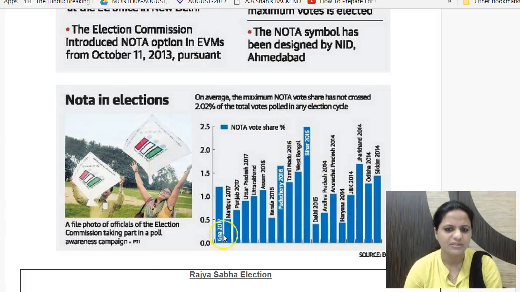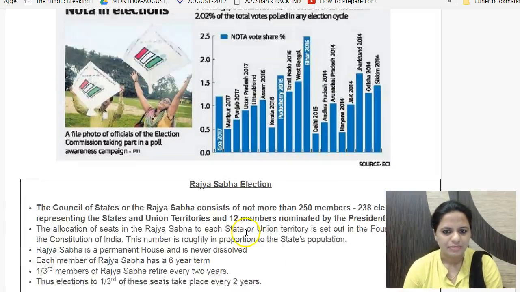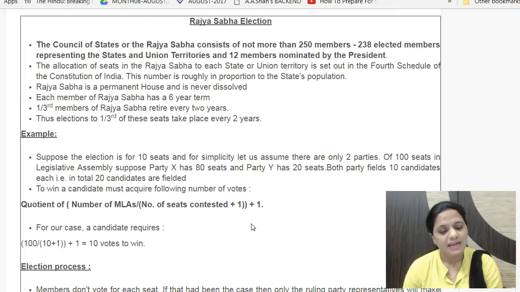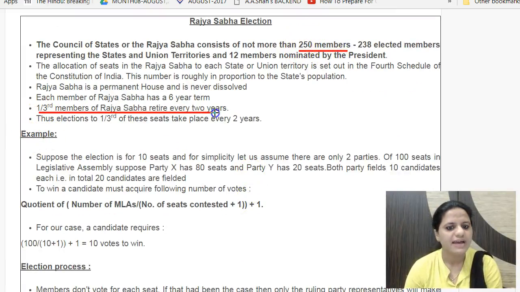So this is in general the percentage share of NOTA votes shown in elections. And this is regarding how Rajya Sabha elections take place. As we just discussed, there are 250 members, 238 elected members, and 1/3 members retire every 2 years, each member having a 6-year term.